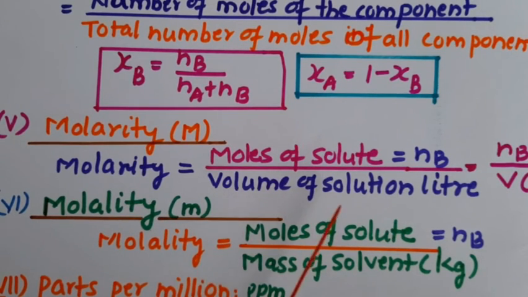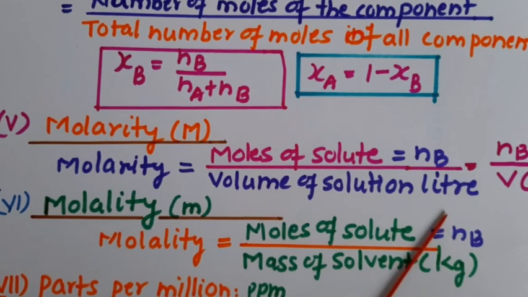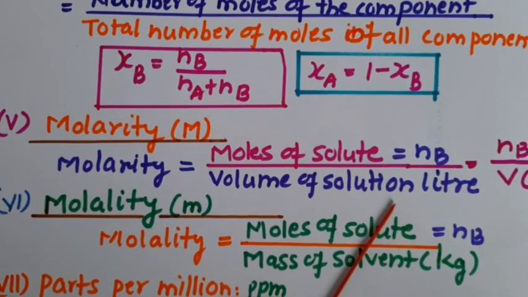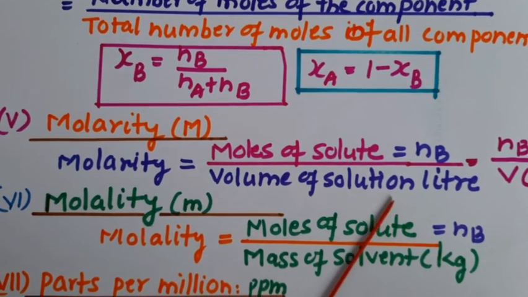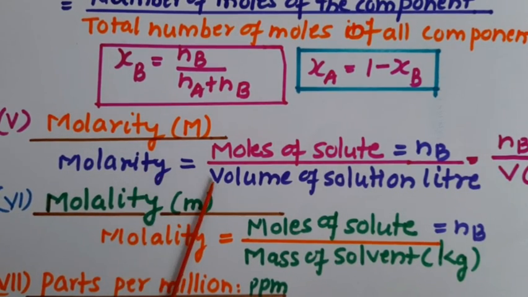Now you have to divide the number of moles of solute by the volume of solution taken in liter. You have to convert this volume obtained in ml into liter, and then report it in the denominator. So in this way, if you have to convert the percentage composition to molarity, the density of the solution should be given in the question. Unless and until the density is provided, you cannot convert the percentage composition into molarity.